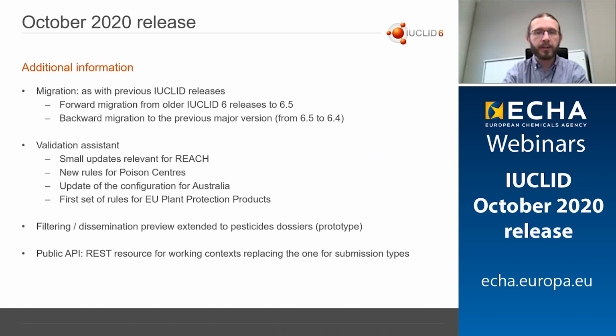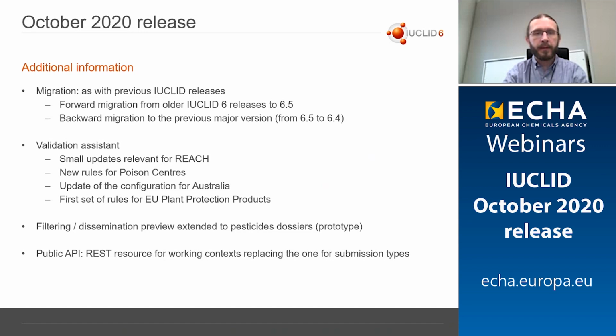We have also maintained the backward migration. So in case you need to exchange datasets with another Euclid user who still has Euclid 6.4, this is still a possibility. Just go to the advanced export options for your dataset and choose to export in the previous major version.